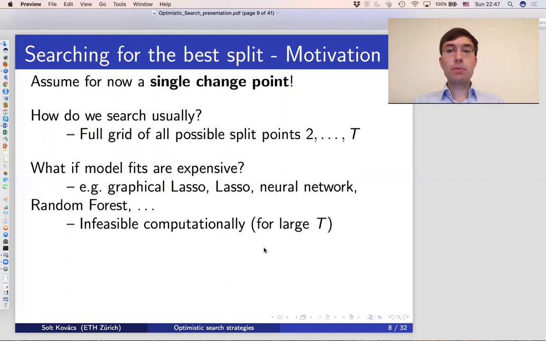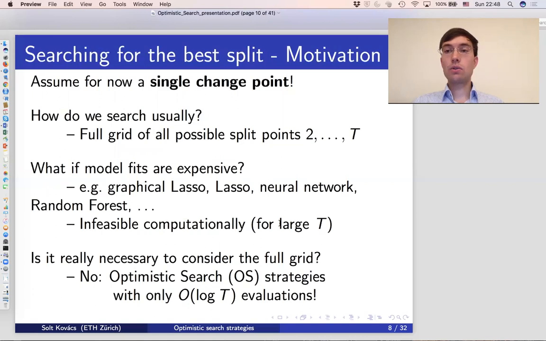Okay, so what's the problem? The problem is if you're in such a complicated high-dimensional scenario, then each model fit is expensive, such as a graphical lasso or, let's say, a random forest. And if you really fit one of these models at each possible split point, then it quickly becomes computationally infeasible if T is large. So the question raised was whether this is necessary, and the answer is no. Our optimistic search strategies only need a logarithmic number of evaluations.